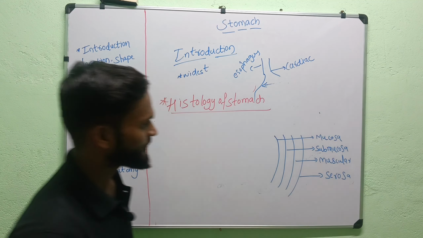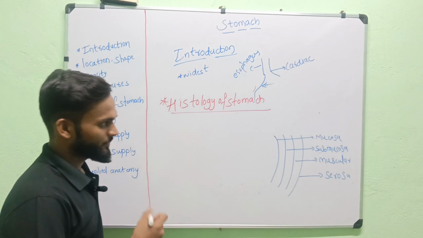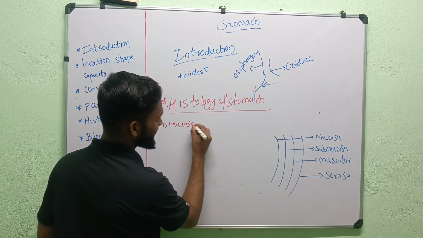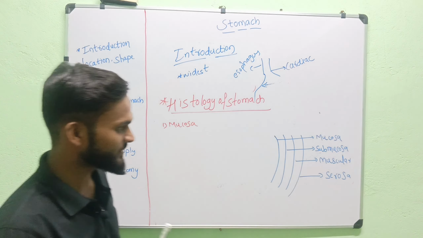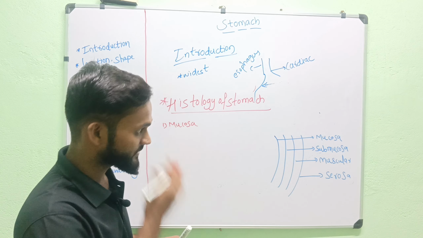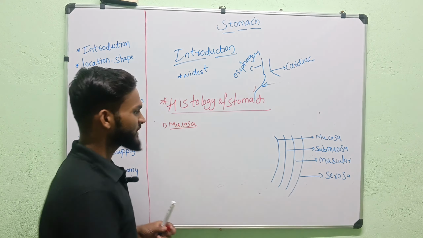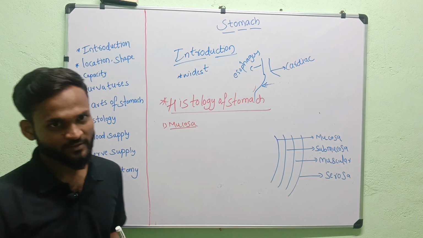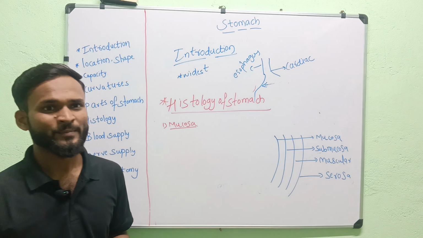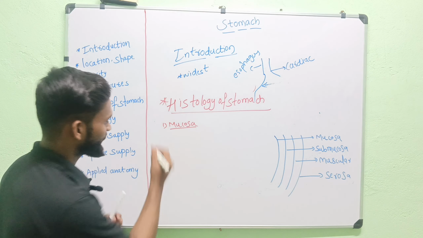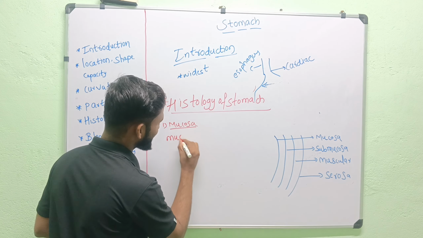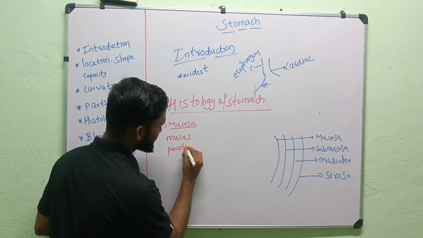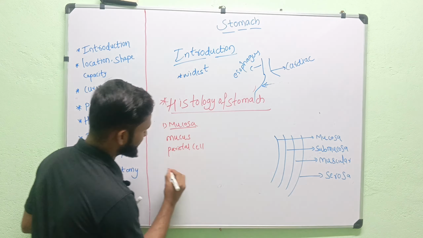The stomach is made up of 4 layers. First is mucosa, second is submucosa, third is the muscular layer, and fourth is the serosa layer. We are going to discuss the layers one by one. First is the mucosa. The mucosa is the innermost layer of your stomach. It mainly has 3 specialized cells: the mucus cell, then the parietal cell, then the chief cell.